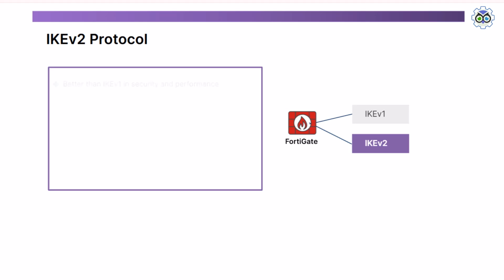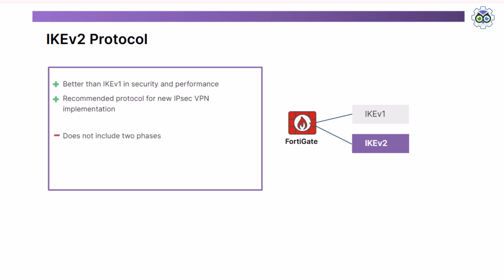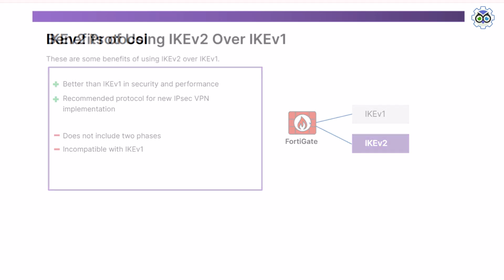IKE version 2 was designed with several improvements over IKE version 1, both in security and performance. It is the recommended protocol for new IPsec VPN implementations, unless the available hardware does not support it. Although it shares many similarities with its predecessor, IKE version 2 does not include two phases and is not backward compatible with IKE version 1.